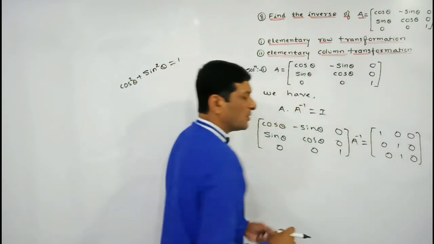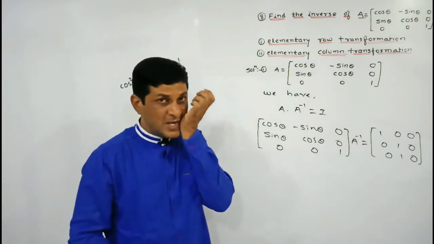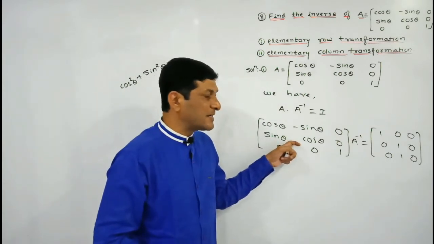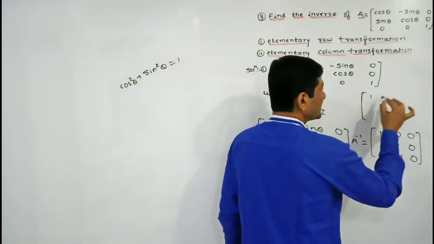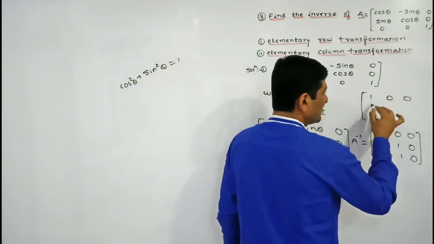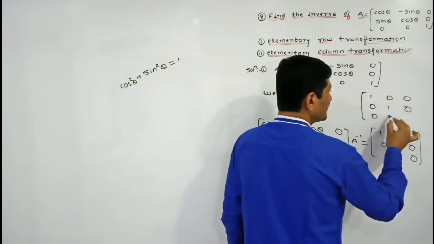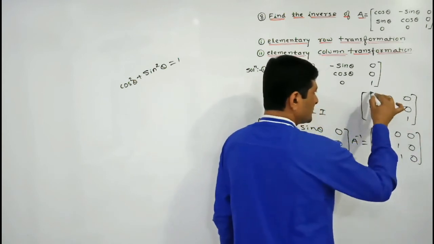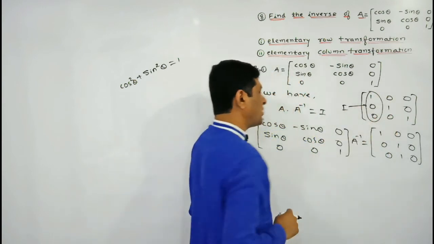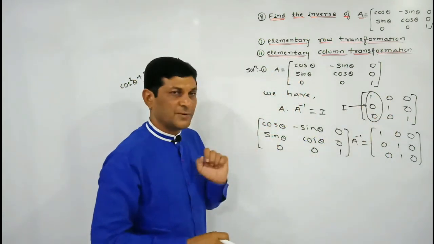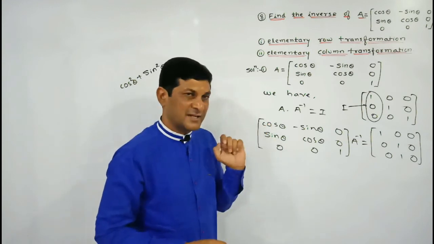Now, in case of row transformation, what is our aim? Our aim is to convert this matrix into identity. Let us revise the steps once again. Elements of identity are 1, 0, 0, 0, 1, 0, 0, 0, 1. In case of row transformation, this is our first step: convert the elements of the first column into 1, 0, 0. So here we will require 1, isn't it?